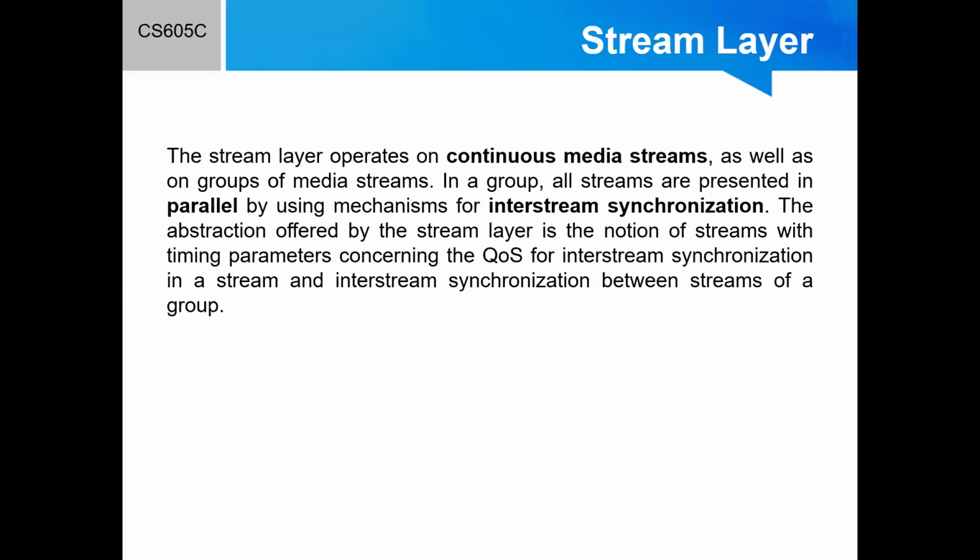Now, the stream layer. Basically it operates on continuous media streams as well as groups of media streams. In a group, all streams are presented in parallel by using mechanisms for inter-stream synchronization. The abstraction offered by the stream layer is the notion of streams with timing parameters concerning the quality of service for intra-stream synchronization in a stream and inter-stream synchronization between streams of a group.